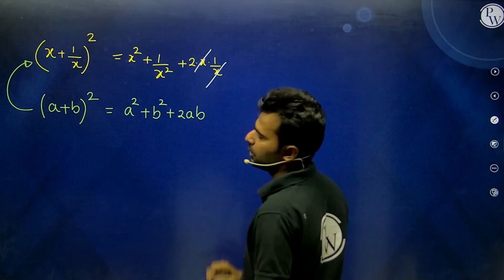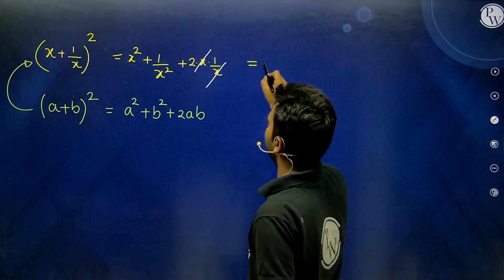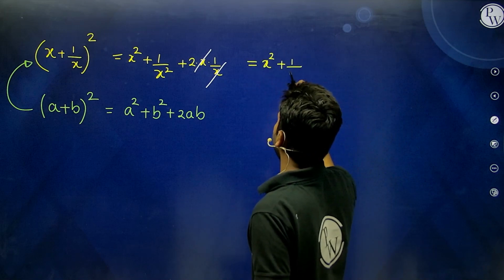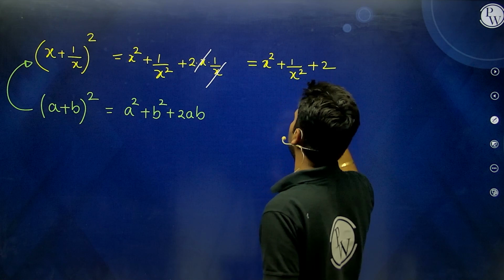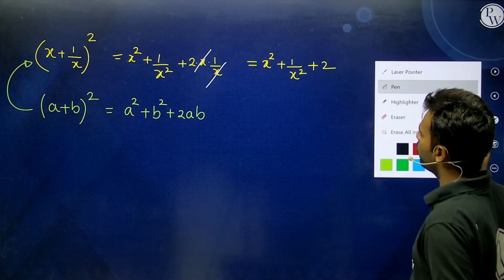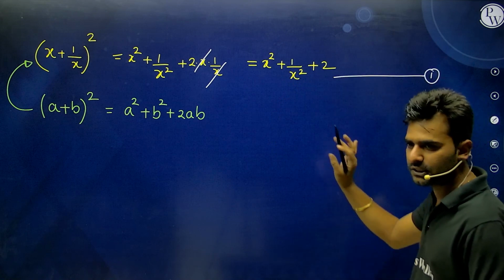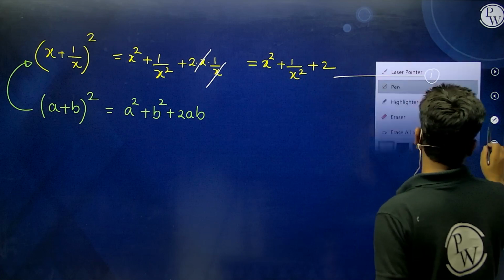X and x got cancelled. So what we are having is nothing but this particular thing, x square plus 1 by x square plus 2. Easy? Okay, I want you guys to hold this equation with you for a few seconds.